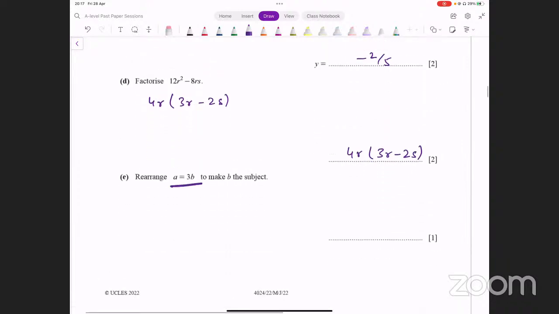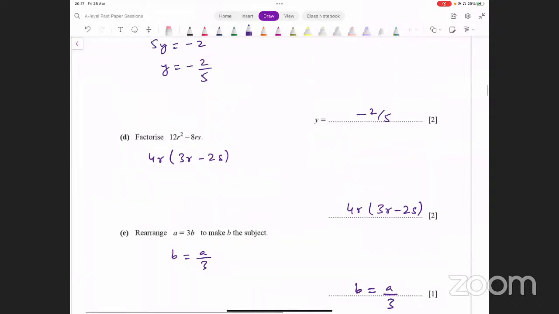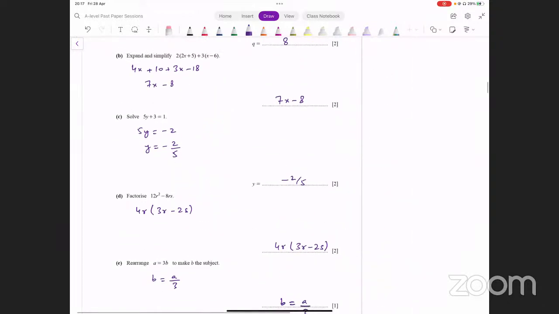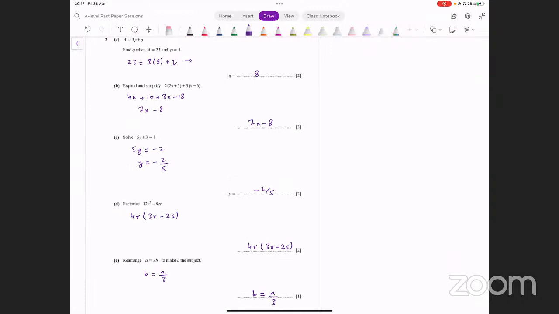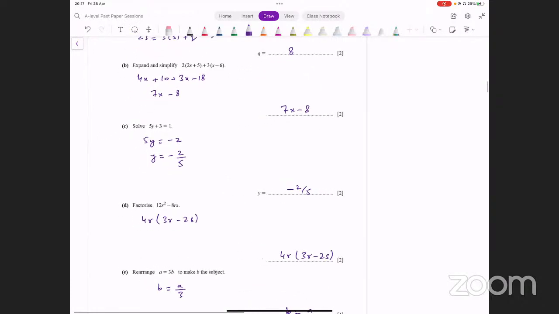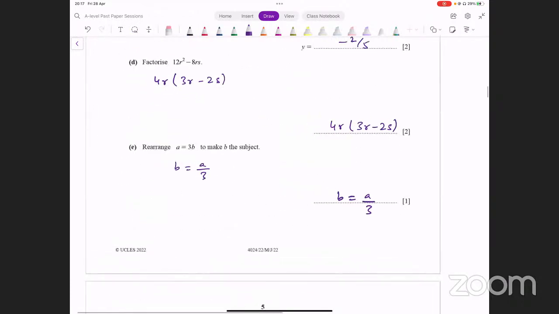Rearrange this, A equals 3B, to make B the subject. What does that become? B equals A over 3, the 3 just goes there and divides, and that gives you B equal to A over 3. All right, that was 9 marks. These are all just free marks. Seriously, right? B is now the subject: B equals A over 3.